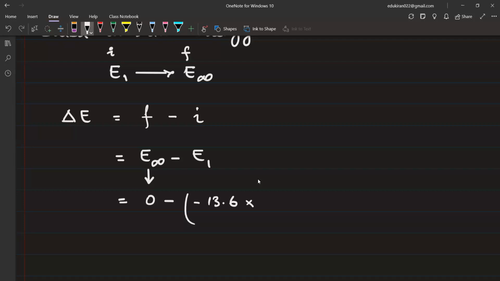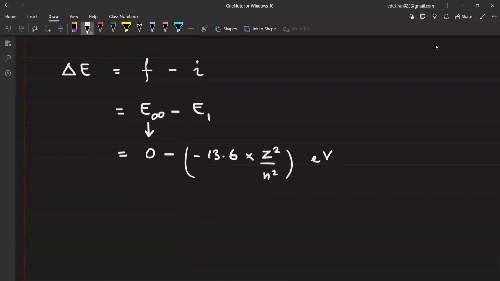Z square क्या होता है बताएं? For hydrogen, अच्छा Z square पर लिख लेते हैं ना? Z square divided by N square, and whatever this energy will be in terms of electron volts, है ना? So this is the ionization energy.